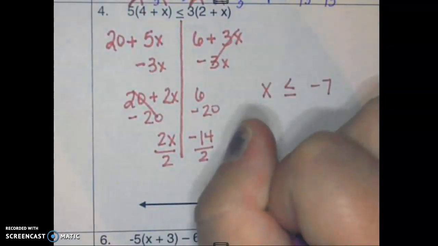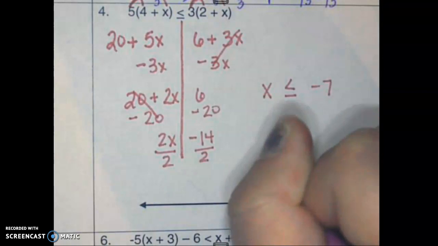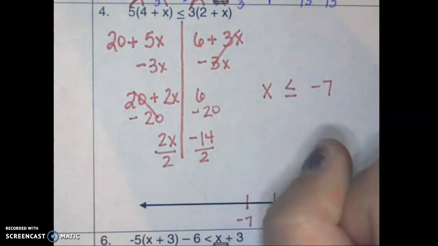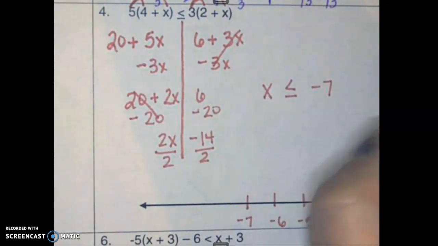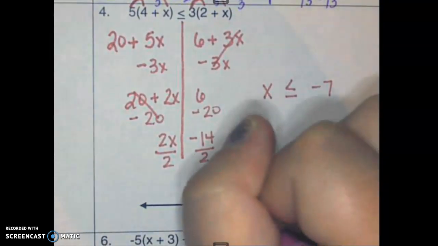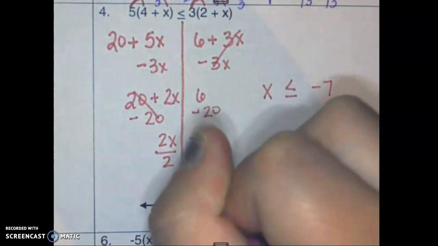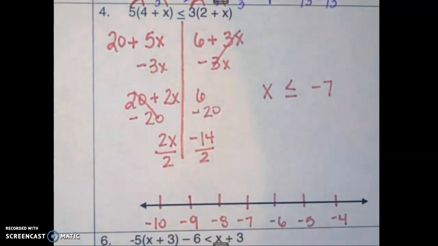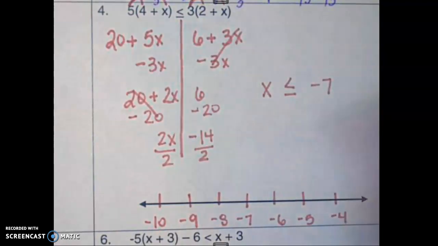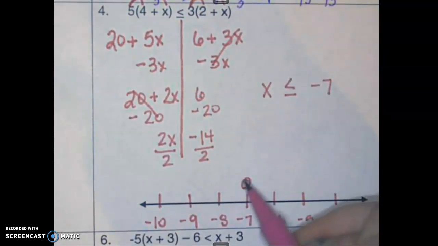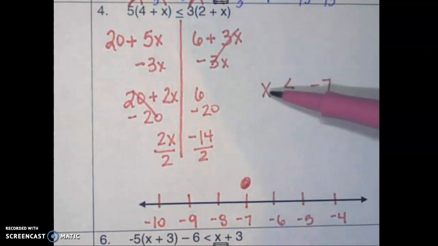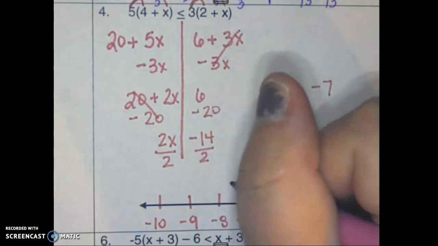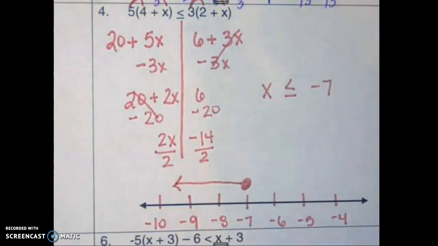Alright, so -7 in the middle. A few numbers on each side. Open or close circle? Closed. And x is going to be less than. So which direction? Left. If I asked you to give me some examples of what x could be, could you do that? Good.